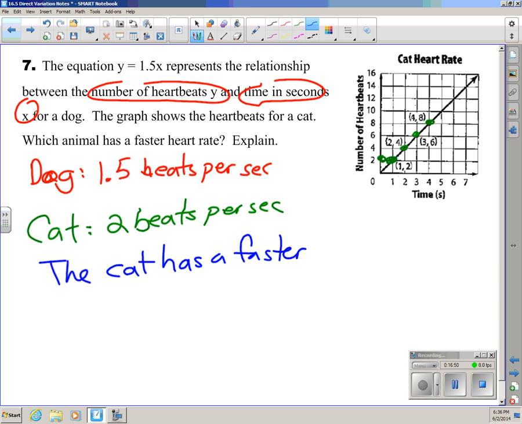The cat has a faster heart rate. And that's your direct variation, constant of proportionality, constant of variation.